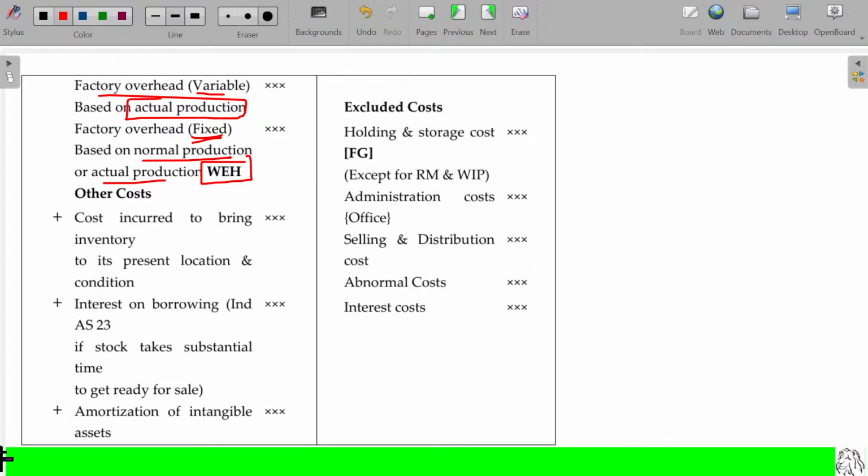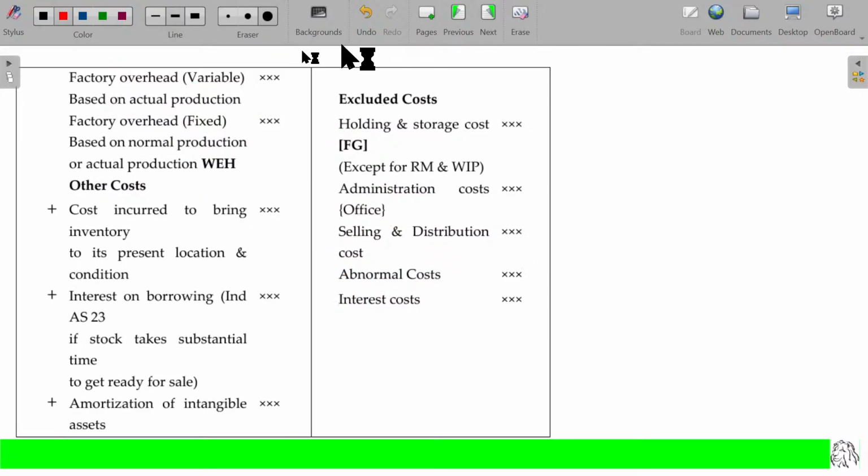And what are the costs that will not be addable? Storage and holding costs will not be includable. Administration cost, especially office administration, will not be taken, though factory administration cost will be taken. Selling and distribution cost is not forming part of the cost of goods manufactured. Abnormal cost and any interest post manufacture will not be taken as part of the cost. Very simple. You can easily understand all these things. Storage cost will not be taken. Administration cost, especially office administration.